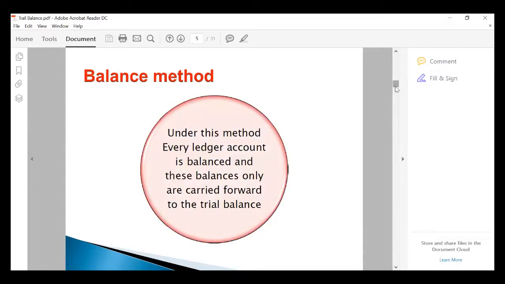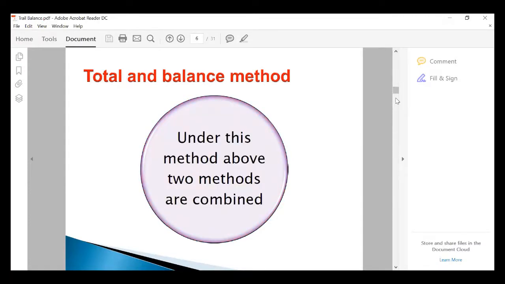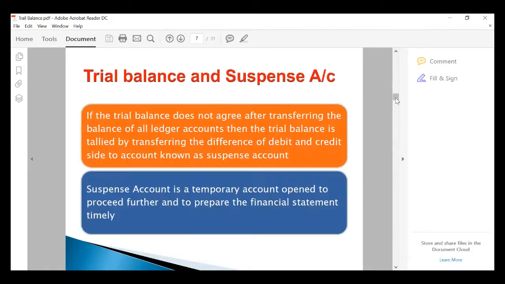Balance method is, under this method, every ledger account is balanced and only these balances are carried forward to the trial balance. And the total and balance method combines the above two methods. For us, you don't have to worry. Basically, we are using only the total method. The total of the debit side and the total of the credit side will be listed.